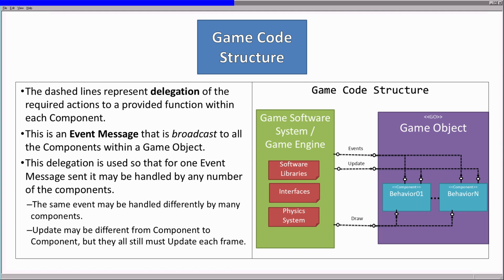A larger example of this is that update may be different from component to component, but they all still must update each frame. Consider in a 3D game the first-person move component, which is going to be used differently than a look around component. They are two different actions that both require updating. Both update something different about the game.